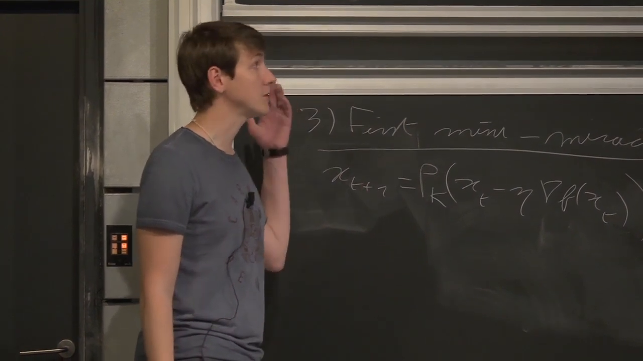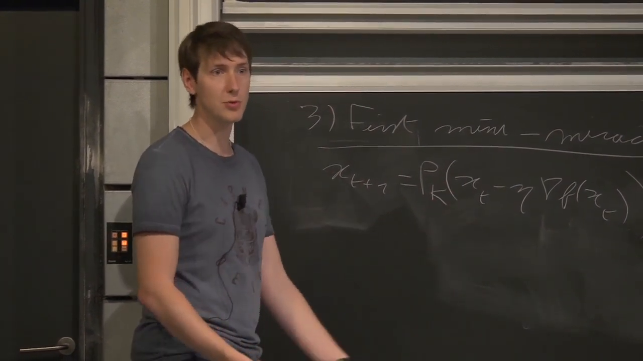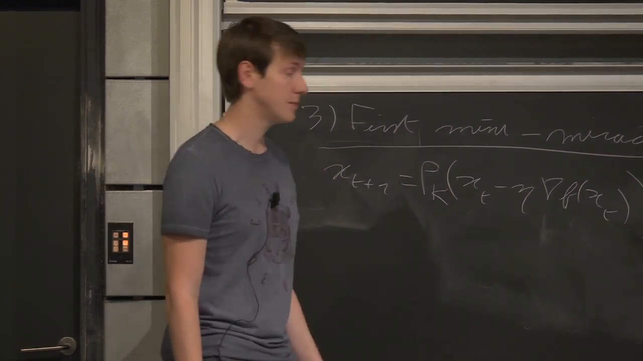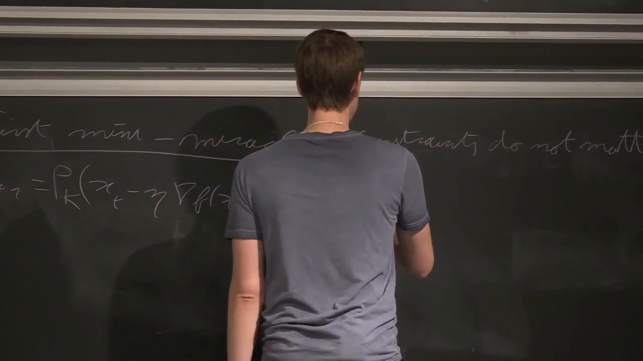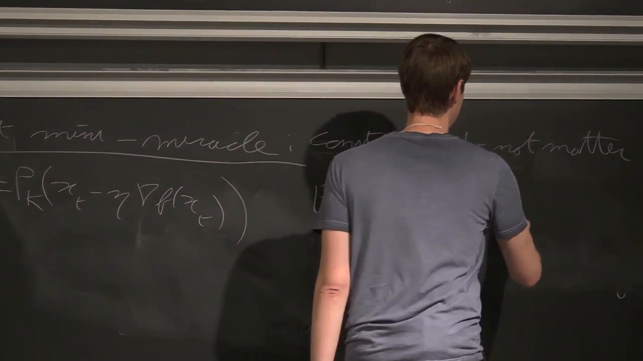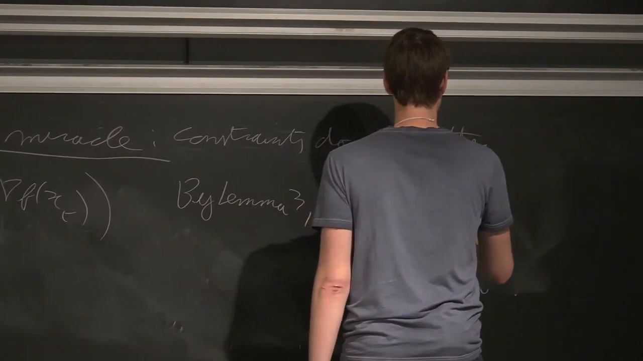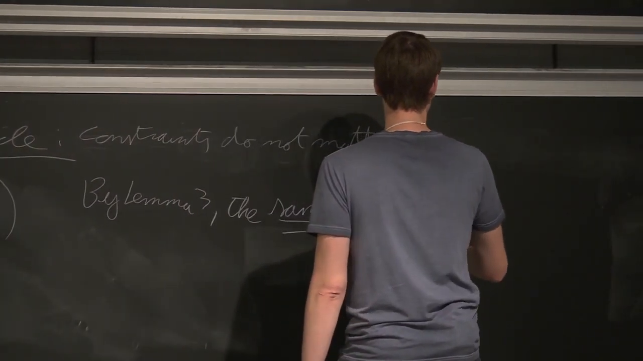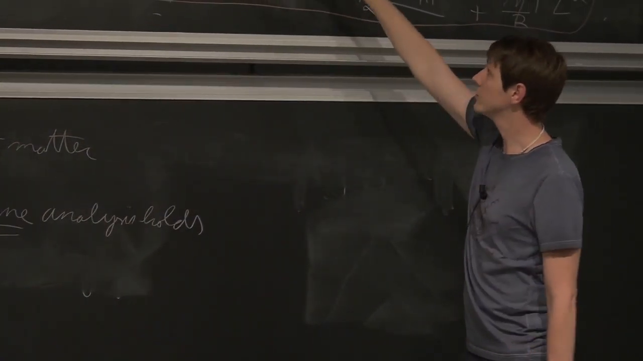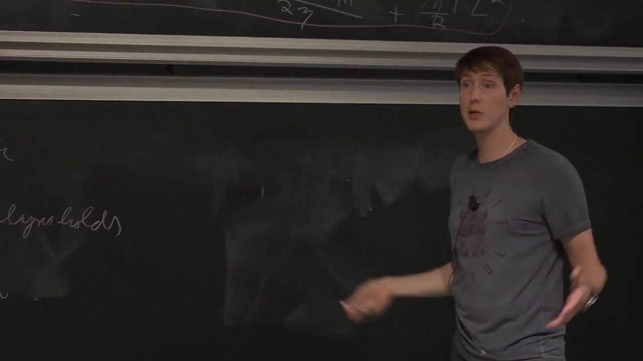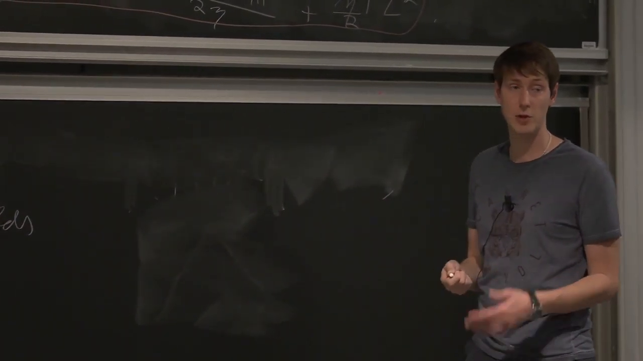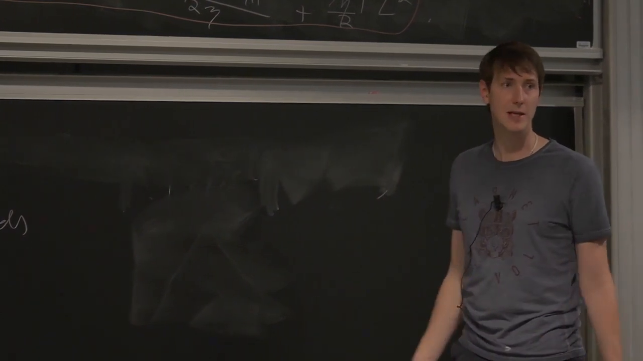And what I claim is that because of lemma 3, which was that when you project, you just get closer to every point, the exact same analysis still holds. Okay, so by lemma 3, the same analysis holds. Why is that? It's because my potential is this distance to opt. But opt is some point in my convex body. So when I project, I just get closer to that point. I just improve my potential. Projection can only make things better.